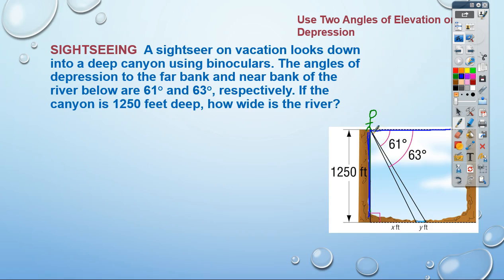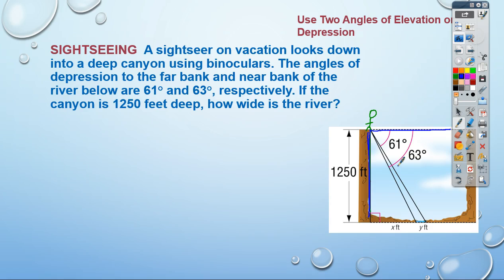Okay, so it says the angle of depression to the far bank and to the near bank of the river are 61 and 63 degrees. Oh, so if I go to the far bank here and I look down, it's 61 degrees. But if I look here, the nearest part of the river, it's 63 degrees is my angle of depression.